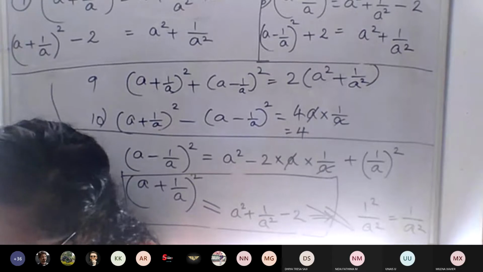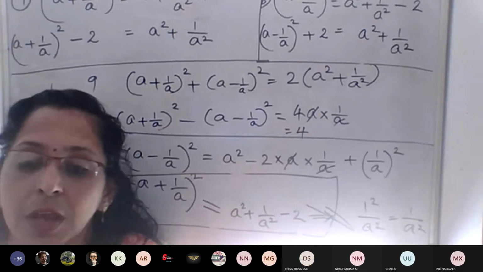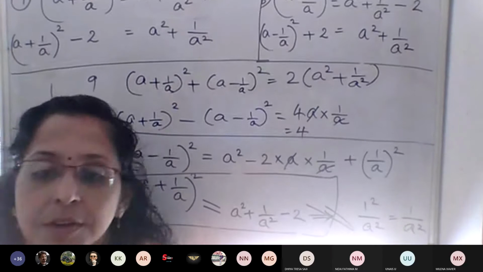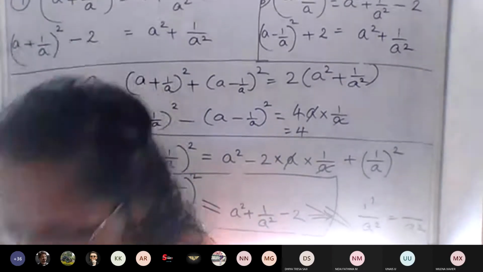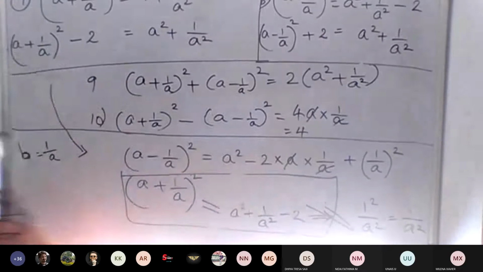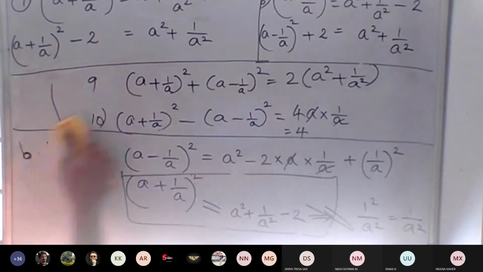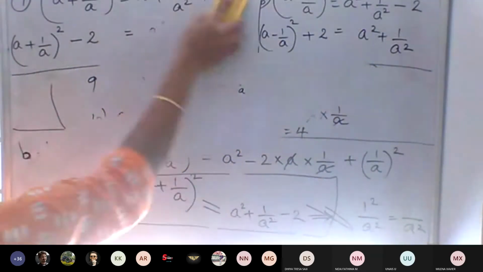So next we can start the exercise. Exercise 4a, page number 57. I think you are thorough with the formula. Study that formula properly, okay?